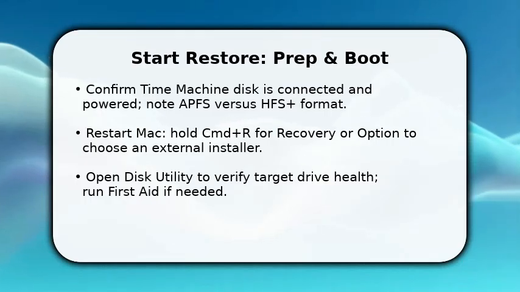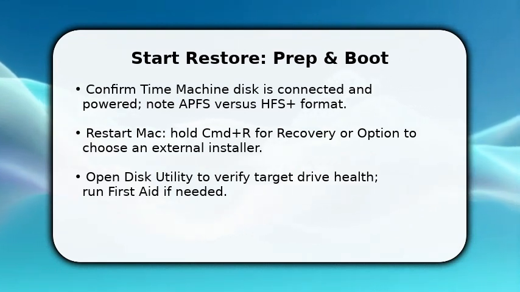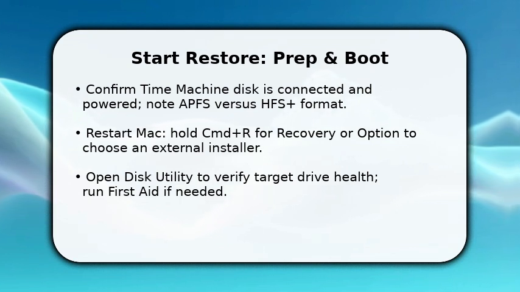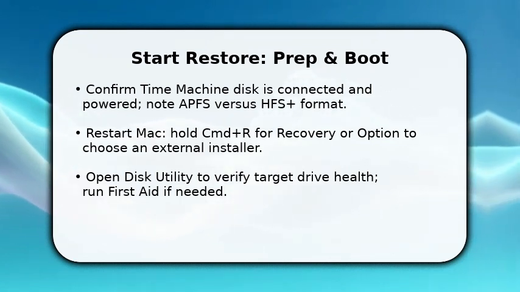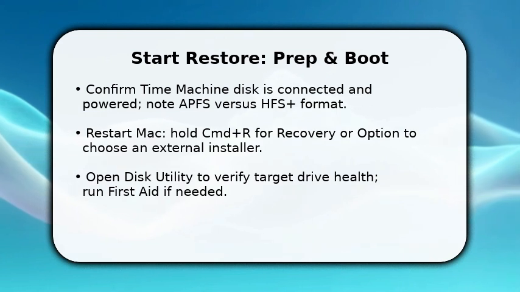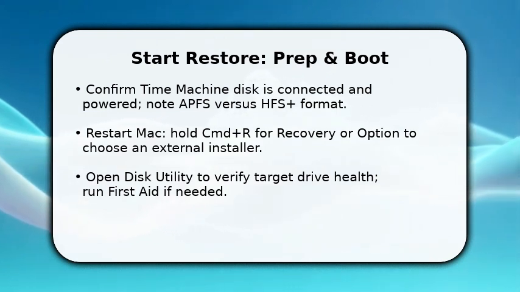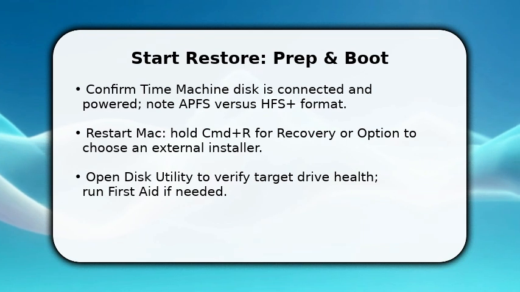You're starting the restore now. Connect the Time Machine disk and confirm its file system type so you know whether to expect app snapshots. Restart your Mac into recovery by holding Command+R. Once the recovery utilities appear, open Disk Utility and run First Aid on the target disk to prevent failures.